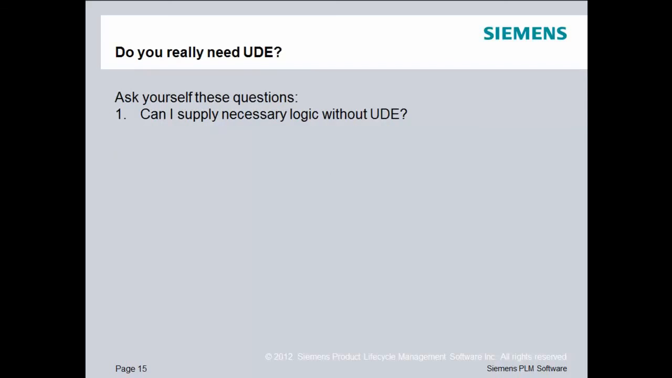Now, do you really need a user-defined event? Most of the time, a new user-defined event is not necessary. Ask yourself this question: can I supply the necessary logic without a user-defined event being added? In other words, instead of placing more burden on the NC programmer to remember more options to click and more buttons to push, is there some way that inside of the post we can figure out the settings to choose and select based on certain conditions? If that's possible, and we can avoid a user-defined event, it saves us all extra work in the long run.